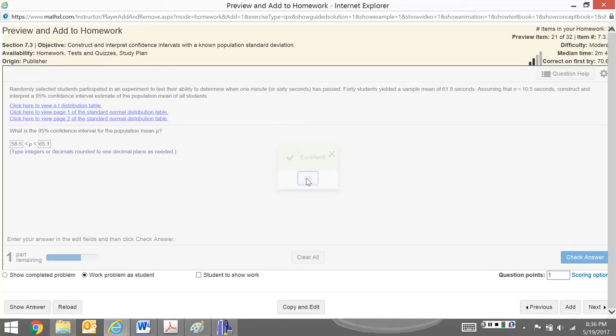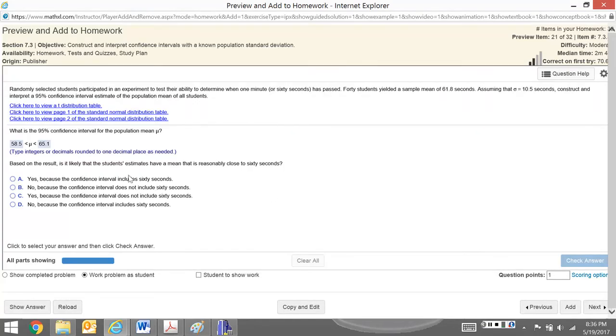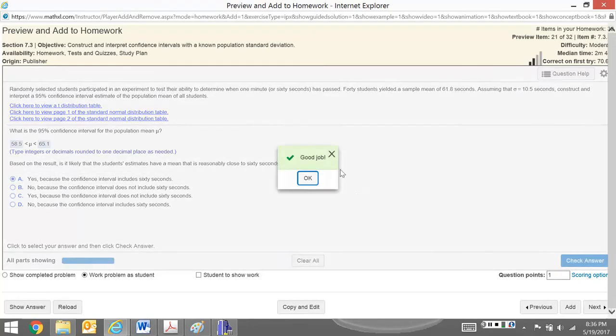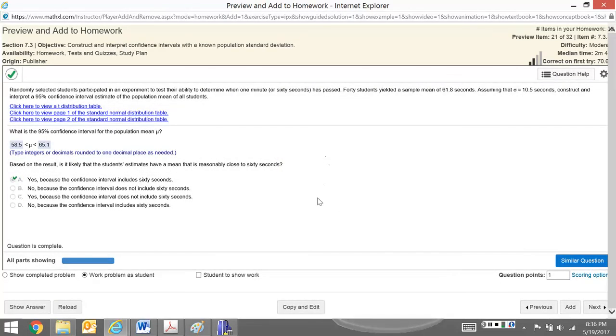So this is my confidence interval. So based on this result, is it likely the students' estimates have a mean that is reasonably close to 60 seconds? Well, yes, because 60 seconds is in that interval. So it is reasonable that 60 seconds is an option because it's in there.